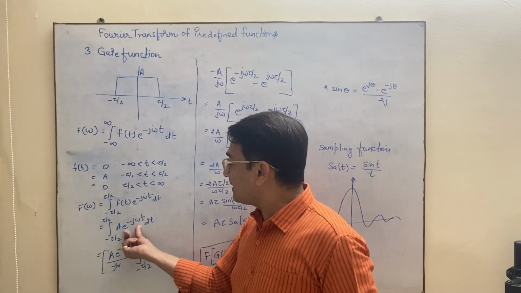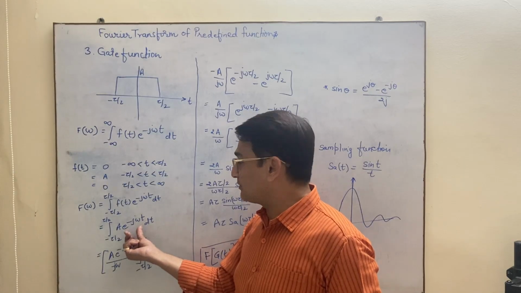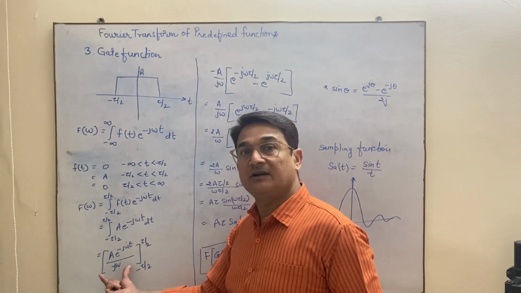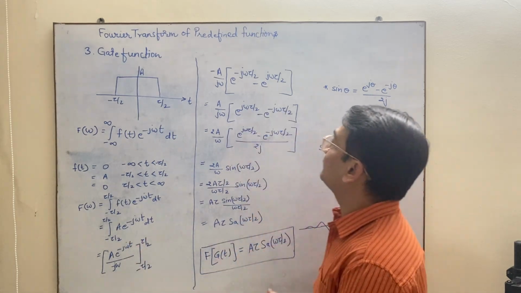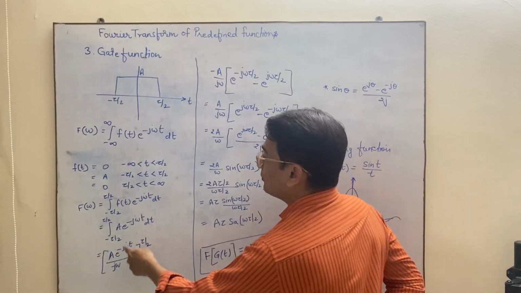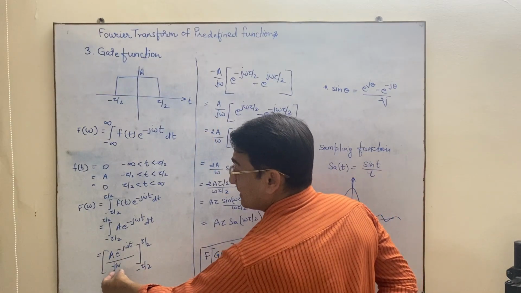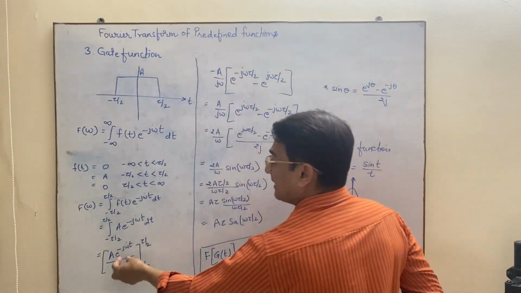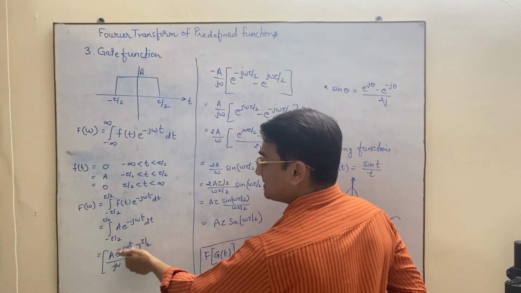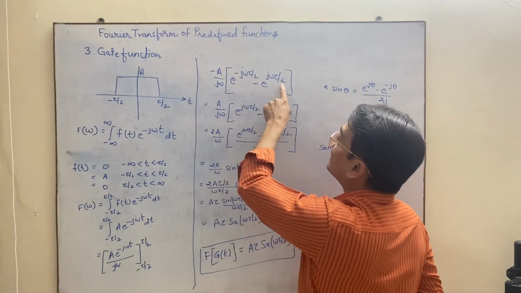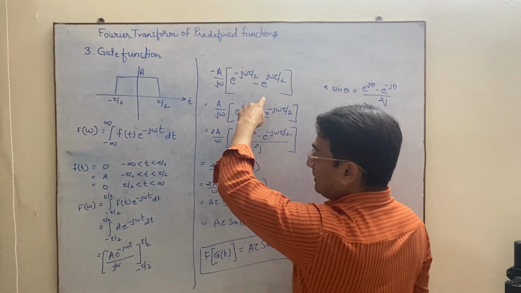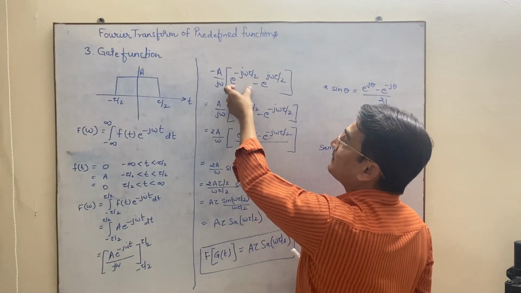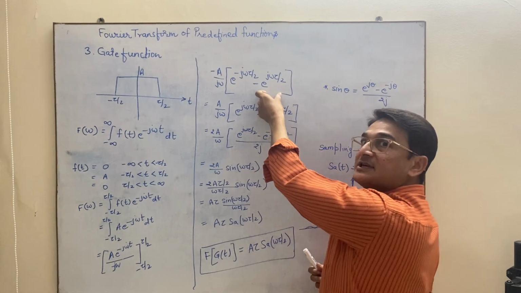E to the power minus j omega t will be integrated and will give e to the power minus j omega t upon minus j omega. So this is what the integrated section, and the limit minus tau by 2 to plus tau by 2. Now we will put the limit. A by minus j omega, that is minus a by j omega, we have kept outside the bracket, and inside the bracket e to the power minus j omega t. In this t we will put the limit. First is tau by 2, second is minus tau by 2. So minus tau by 2, and this minus sign will become plus, so this will be e to the power minus j omega tau by 2, and this is e to the power plus j omega tau by 2.